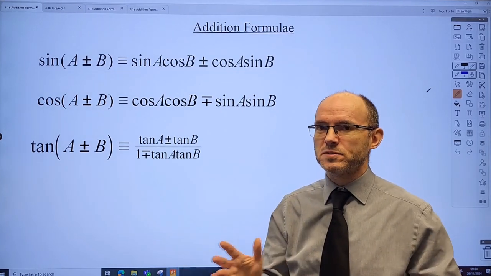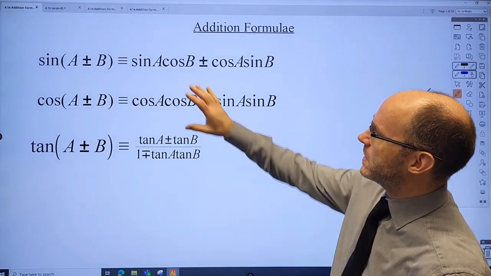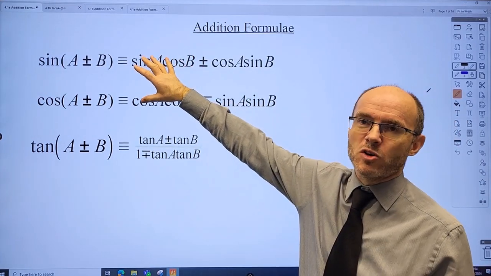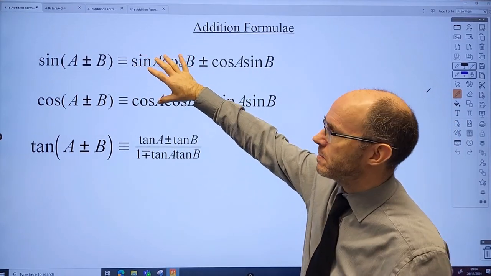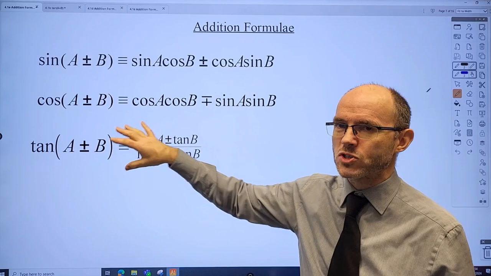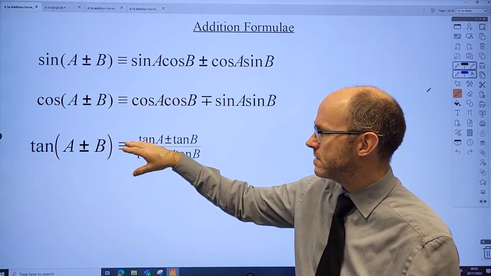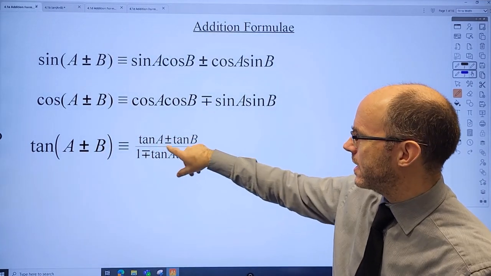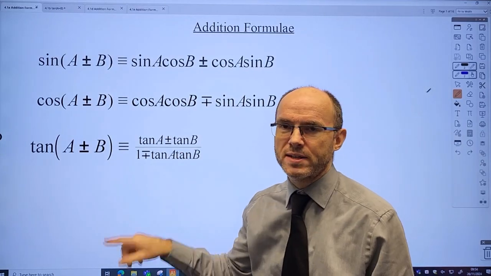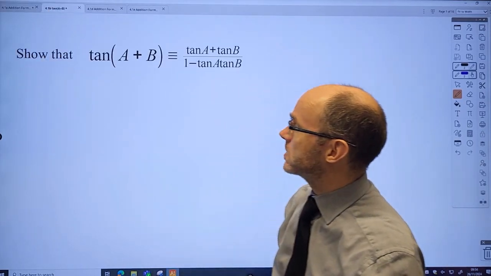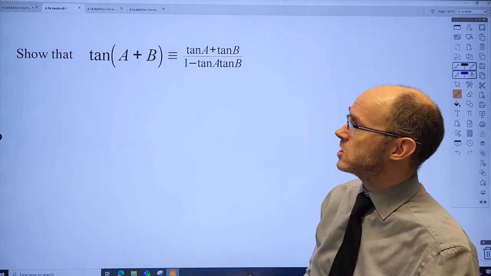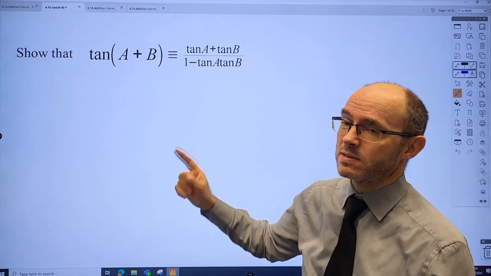It's applying them to different situations that you've got to be aware of. Now, it's unusual that you have to prove sin(A+B) and cos(A+B), particularly in the A-level syllabus. It's not going to come up. But you might have to show that tan(A+B) is the same as (tan A + tan B) over (1 − tan A tan B). And that's the example I'm going to start off with.